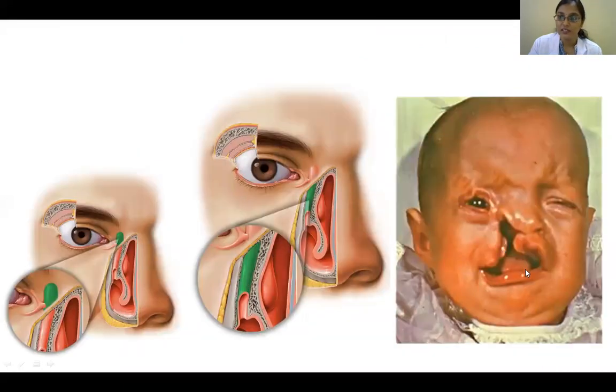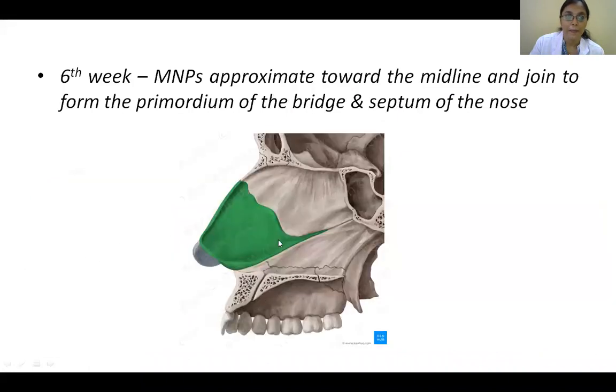But look at this. There is a cleft, you can see, because they have failed to fuse, failed to merge. This is called an oblique facial cleft. It's up to the eye. So when there's a cleft like this, what can be exposed? The nasolacrimal duct. Okay. And the median nasal process.